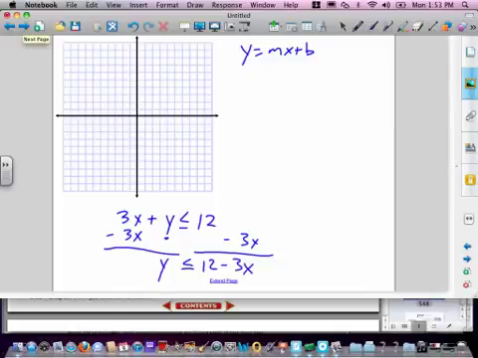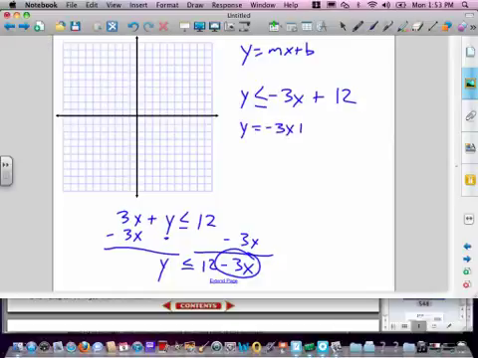I don't like it in that form, so I'm going to switch this part of it, put that first, so I'm going to get y less than or equal to negative 3x plus 12. And to plot, think of it as simply y equals negative 3x plus 12. Since this was less than or equal to, my line is going to be a whole line, not a dotted line. Here's my y-intercept. I do not believe my graph goes that high, so we're going to have to expand this a little bit.